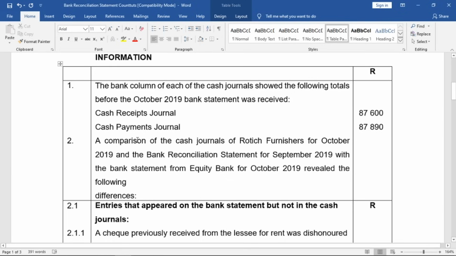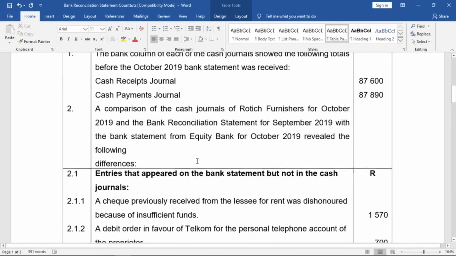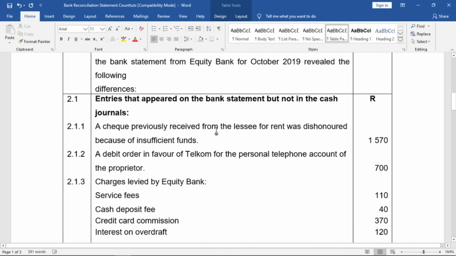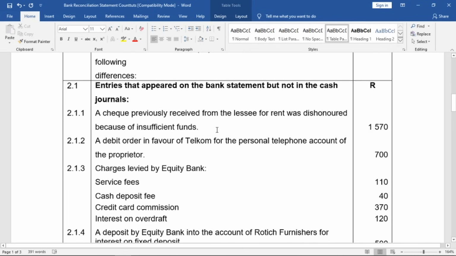And then we continue. We're told that the comparison of the cash journals of Rotich Furnishers for October 2019 and the bank reconciliation statement for September 2019 with the bank statement from Equity Bank for October 2019 revealed the following differences. Very important to pay attention to the details. Now here, especially this one here in bold, where they say entries that appear on the bank statement but not in the cash journals. So here you can see these amounts appear in the bank statement but did not appear in our books, in our cash journals.